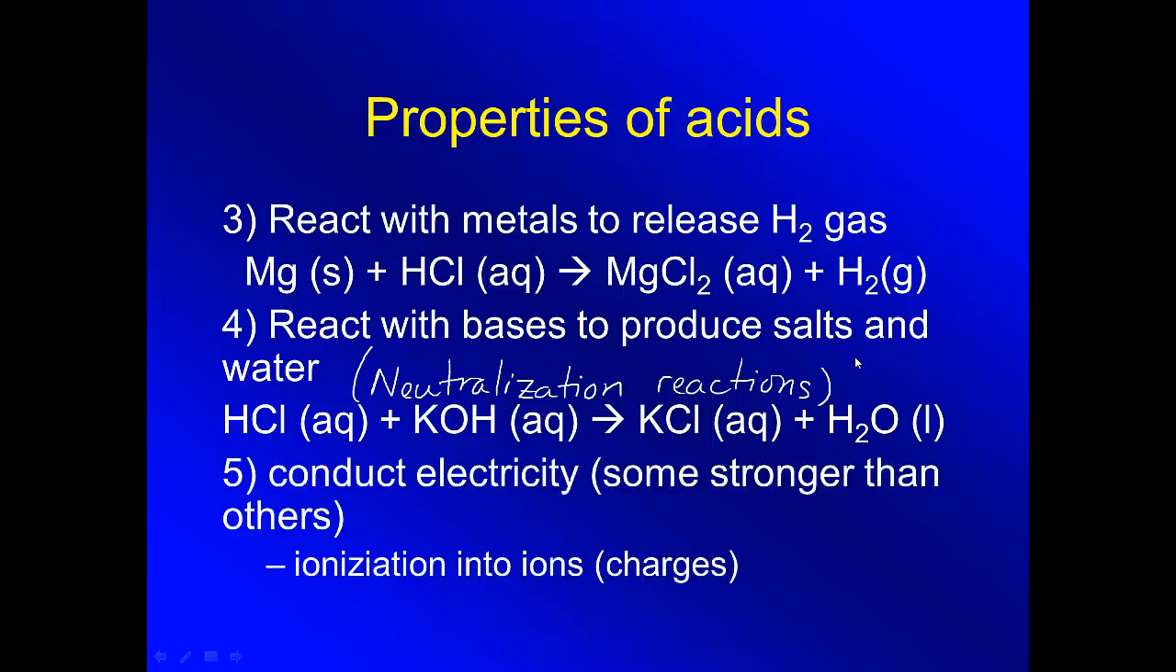And the last one, they can conduct electricity, and some conduct better than others, and we're going to talk about what makes it weak and strong. This is where it's an acid that we'd say is covalently bonded, but it creates the ion. So we say that it's ionized, creating ions, but just like an electrolyte, you have to have ions in order to conduct electricity.